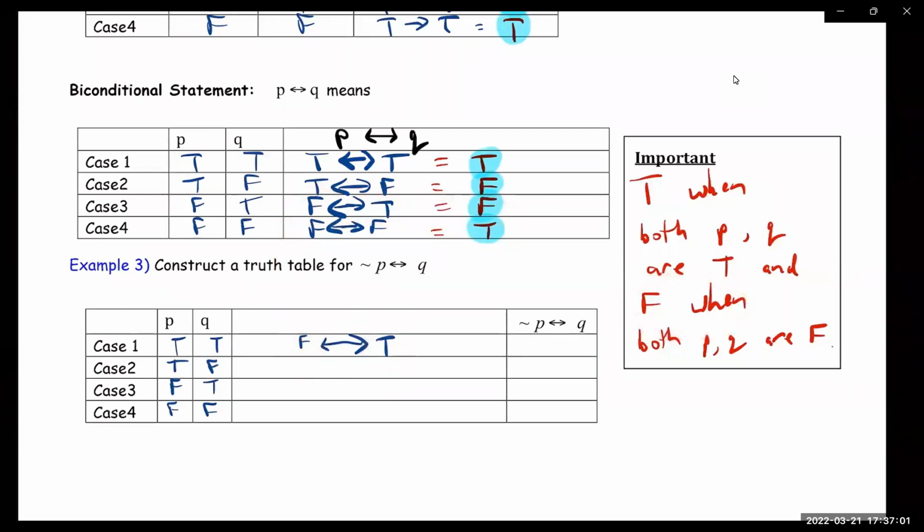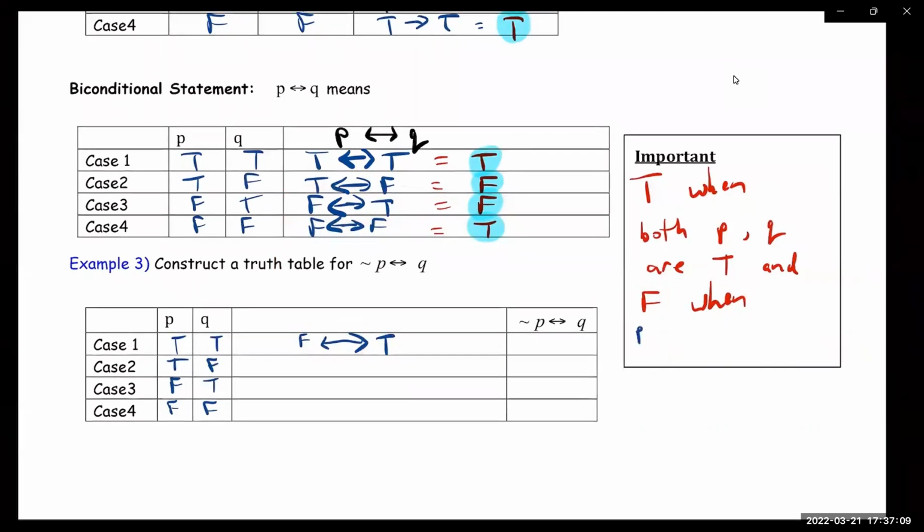All right. Oh, I messed up here. It's false when P is true and Q is false, or vice versa. Basically, if you have one true and one false, the biconditional will be false. But if you have two that are the same, then it's going to be true. So in this case, you have one true and one false, so that's why it's false.